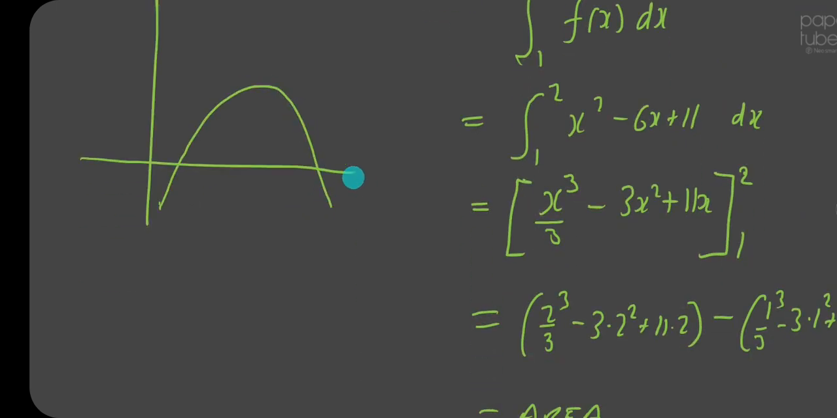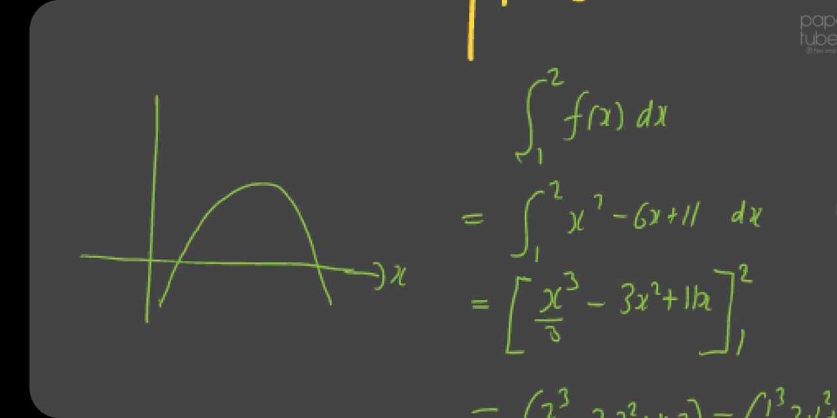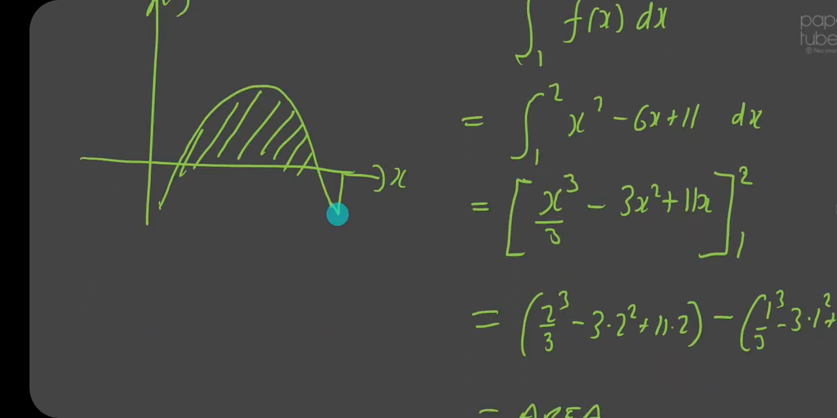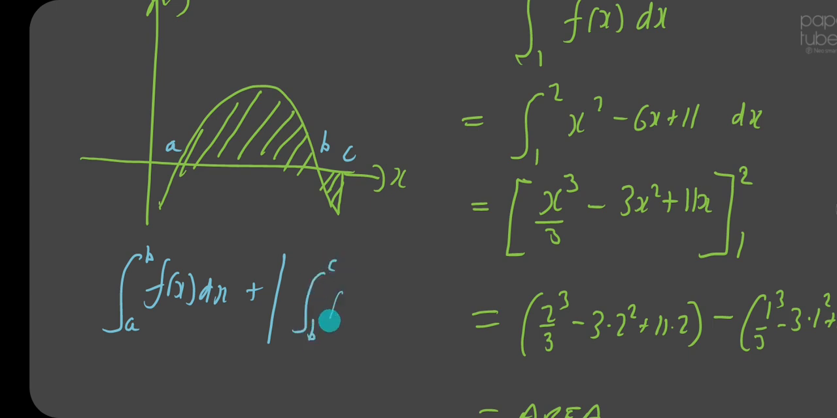So if the area looked like this in green, that's green, that's red, and I'm going to say it's going between A, B, and C. You'd have to do the area between A and B of f of x, that's above the curve, plus the absolute value of the area between B and C.